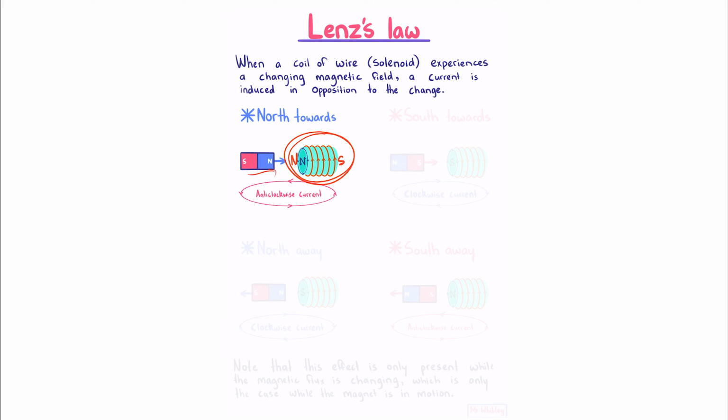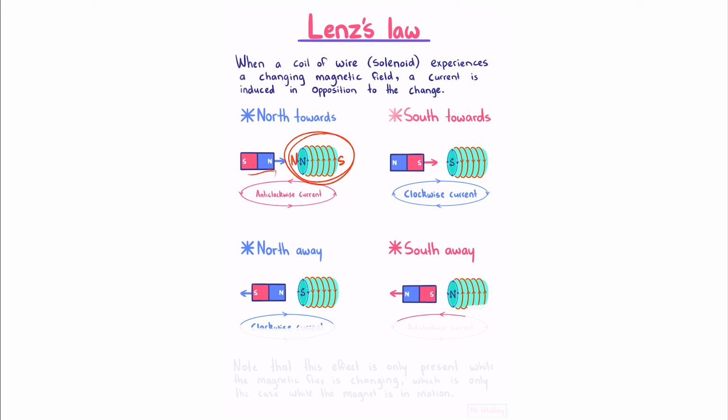For the opposite case, where we have a south pole coming towards the solenoid, a current is once again induced, and we can instead draw a capital S and put arrows on the ends, which indicate a clockwise current. And now if instead you're moving the north away and the south away, the situation is reversed. In this case, note that our electromagnet is behaving like a magnet with a south pole here and a north pole here, such that as you try to move the magnet away, the south pole attracts it.